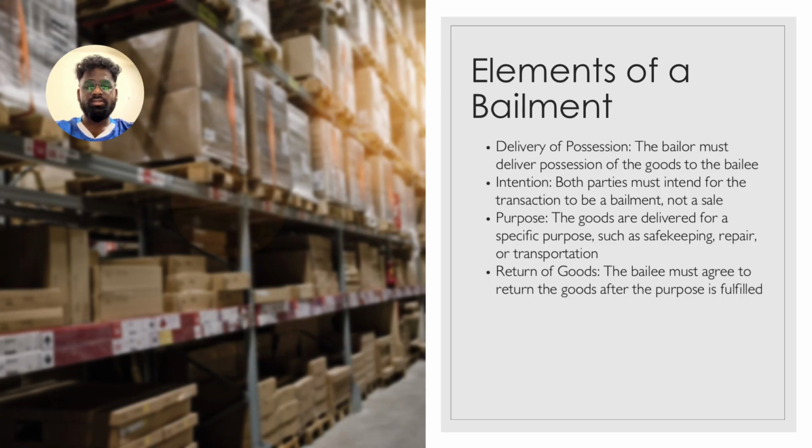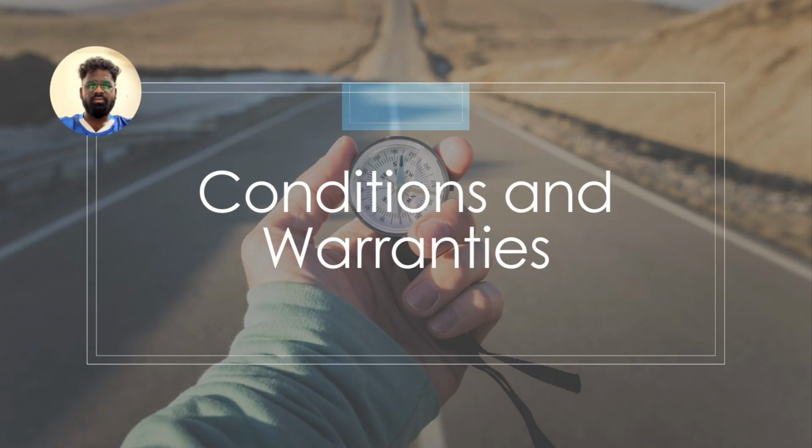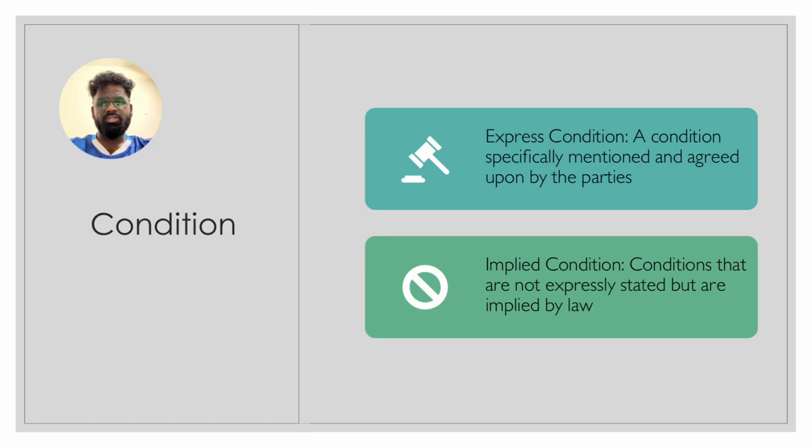The last one is return of goods. The person receiving the goods, the bailee, must agree to give them back once the job is done. Conditions and warranties. The next section focuses on the terms of a sales contract known as conditions and warranties. Condition. A condition is an essential or fundamental term of a contract.